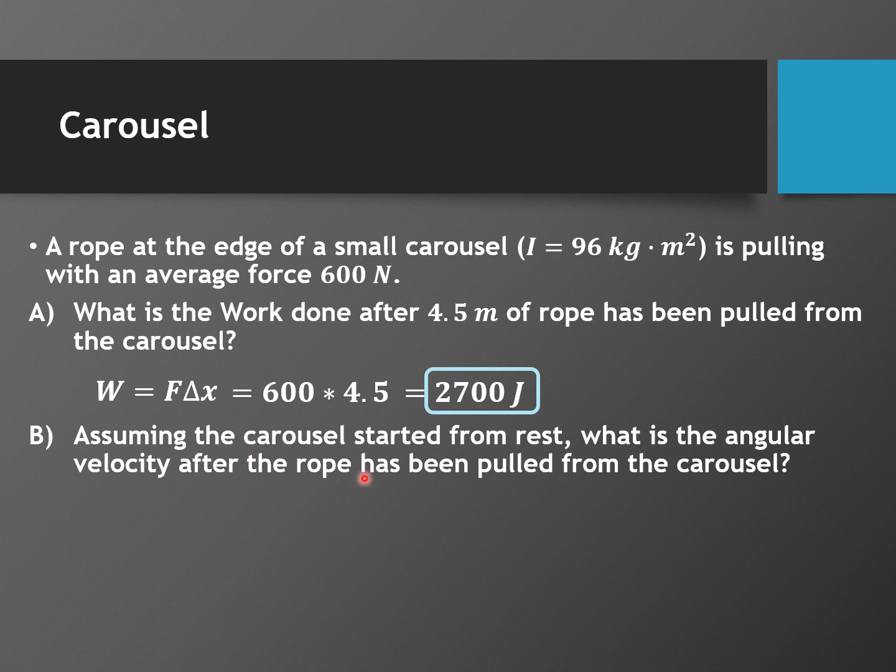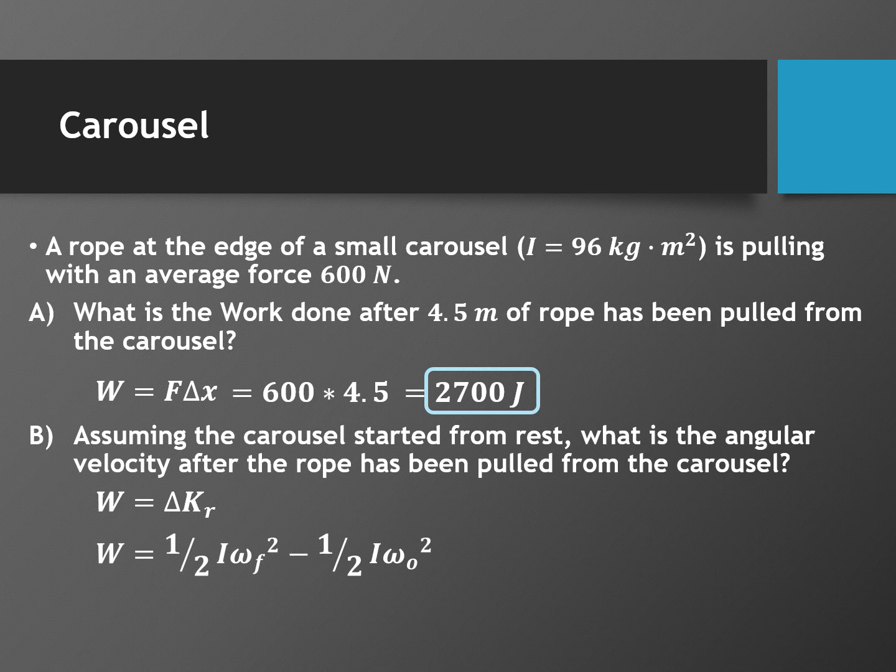Now, assuming that the carousel started from rest, what's the angular velocity? So essentially, we're going to take this work done, and even though we use linear measurements to find the work, that work still can move over to rotation. It's one of the few things that goes between rotation and linear pretty easily without having to do some other manipulation like multiplying or dividing by radius. So the work is going to be equal to that change in rotational kinetic energy.